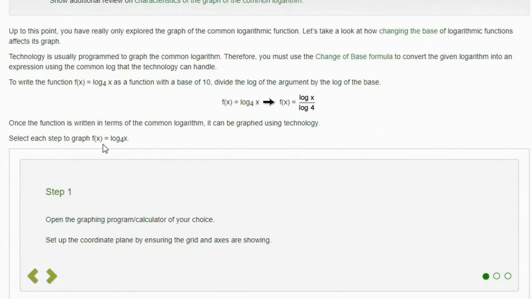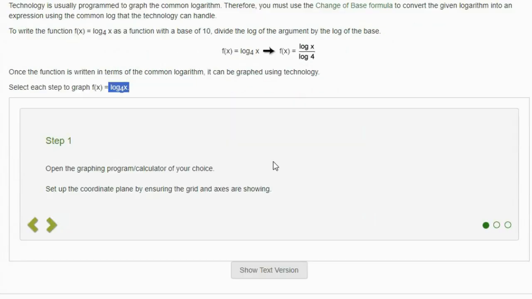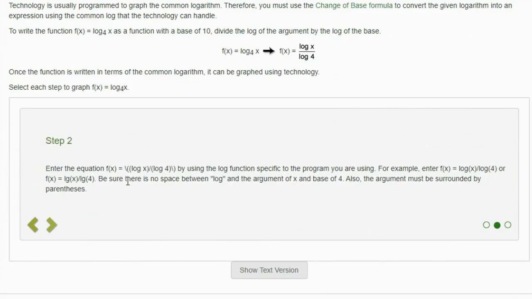So it gives you the steps right here to graph log base 4 of x. Like if you have a graphing calculator, this tells you how to do it. Set up the coordinate plane by ensuring you can see the grid and the x and y axis. Enter the equation f of x equals log x divided by log 4. You've got to use some parentheses there to keep it together.